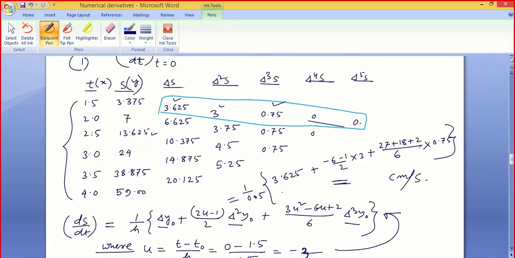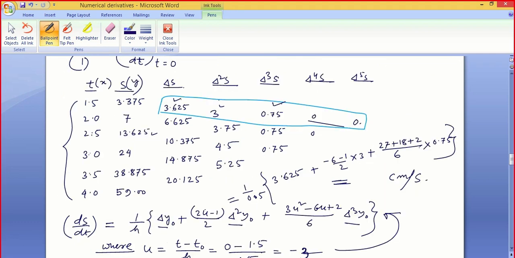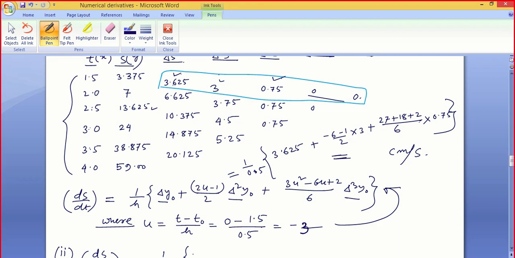And beside that, I told you, this is the first difference, second difference, third difference. So first difference by 1, second difference by 2, third difference by 3 in alternating series. This is 3.625 minus 3 by 2 plus 0.75 by 3, with 1 by h outside. Isn't it?